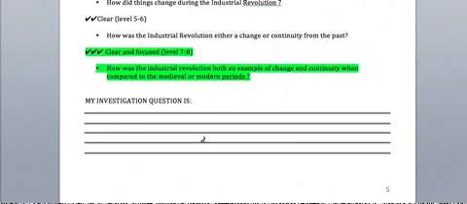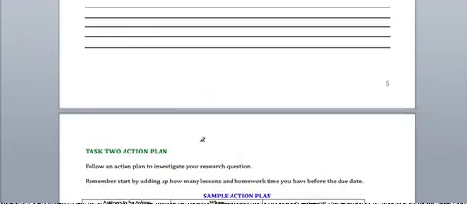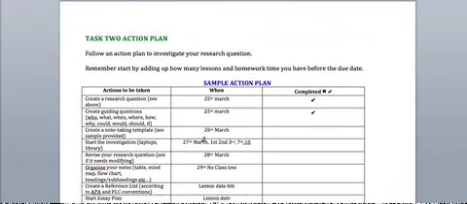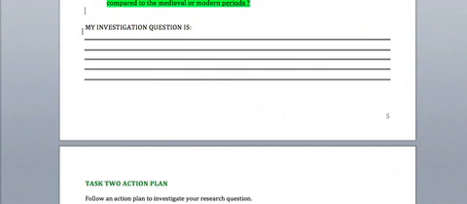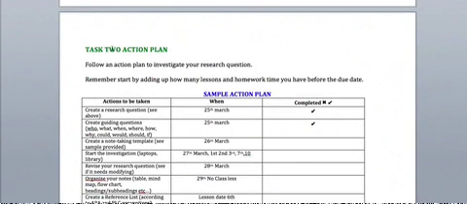Okay, so we're up to task 2. Watch the fancy scrolling as I move up. Task 2. Sorry about that. Okay, task 2 is what we call the action plan. Okay, it says it right there, the action plan. So here we are. We're doing this business here.